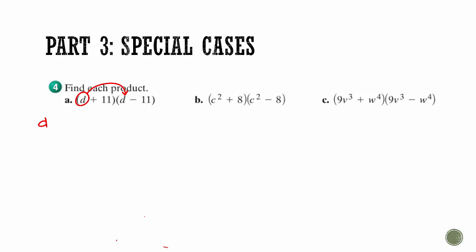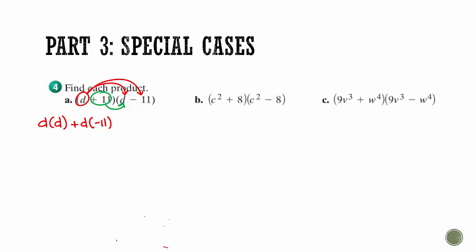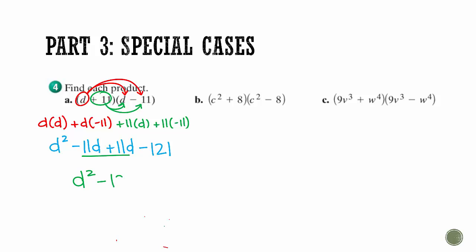So double distribute, just like normal, d times d, and then d times negative 11. And then we'll take 11, multiply it by d, and then 11 times negative 11. So d times d gives us d squared. This gives us negative 11d plus 11d minus 121. The special thing that happens here is when we combine our like terms, they disappear, and we get this.